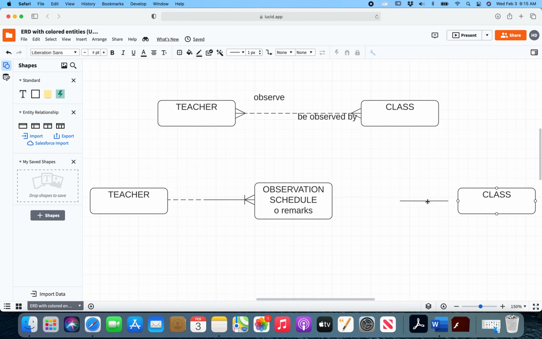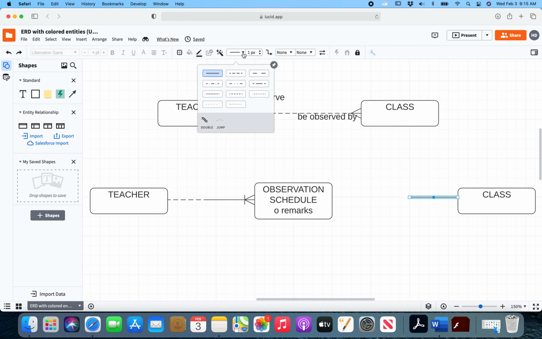I'm not sure why this is happening. There we go. And so we'll use our dashed line. There's some wiggle room for circumstances where they may not be on the schedule.